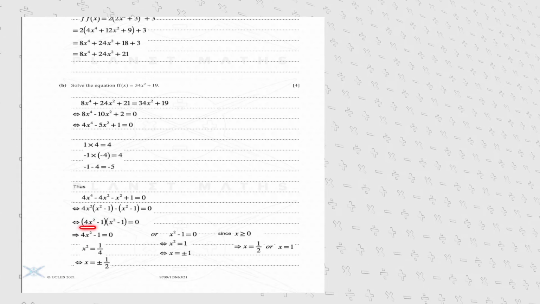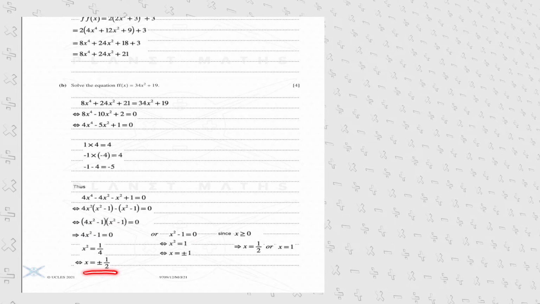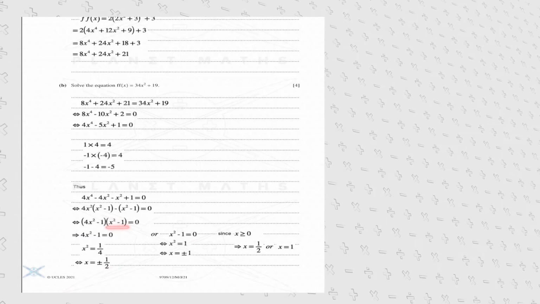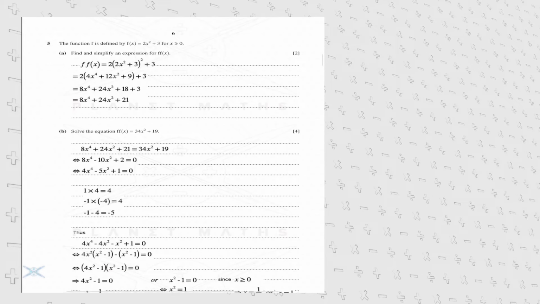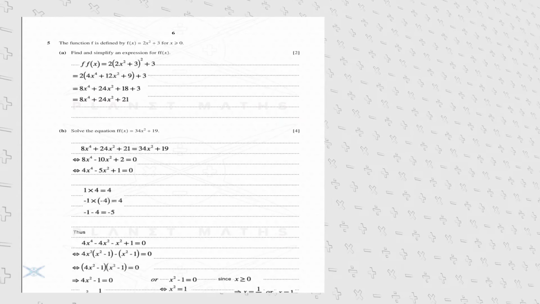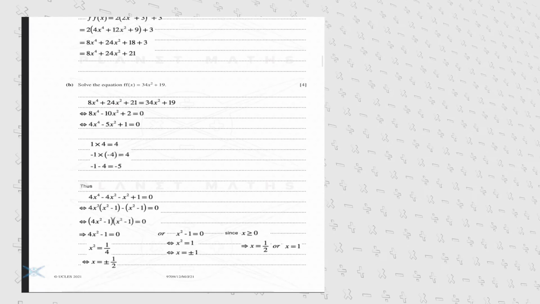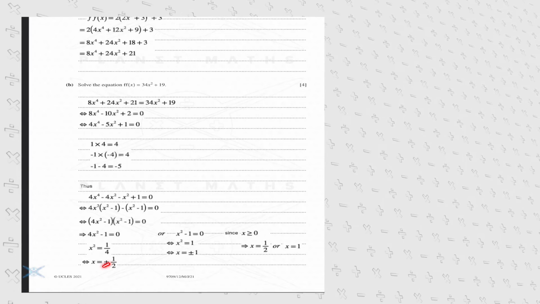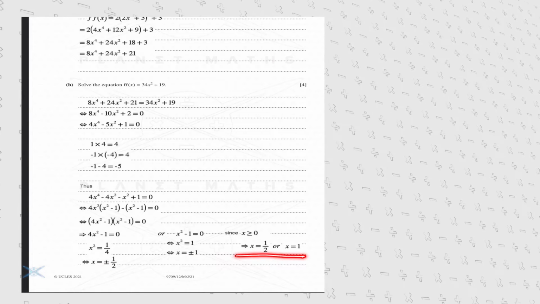So for the first bracket we can determine that x is either positive or negative 1 over 2, and for the second bracket that x is either positive or negative 1. Since at the outset of this exercise it was stated that x can only contain the values 0 or larger, we will have to discard all of our negative solutions, leaving us with the two positive solutions for x, namely 1 over 2 and 1.